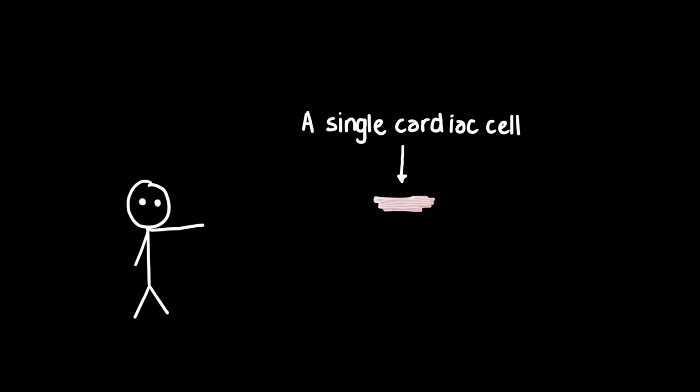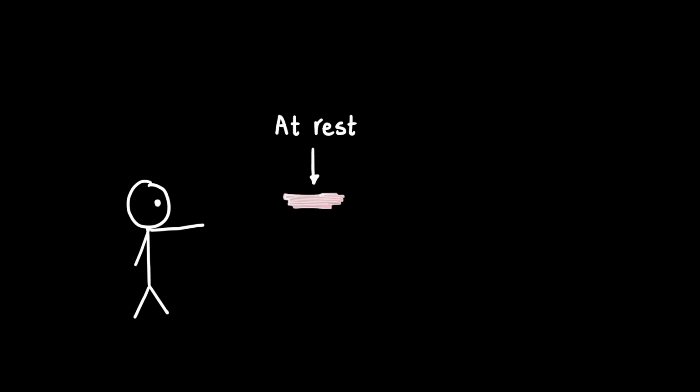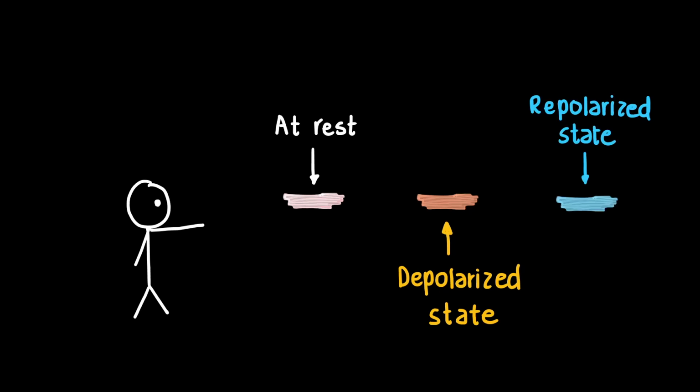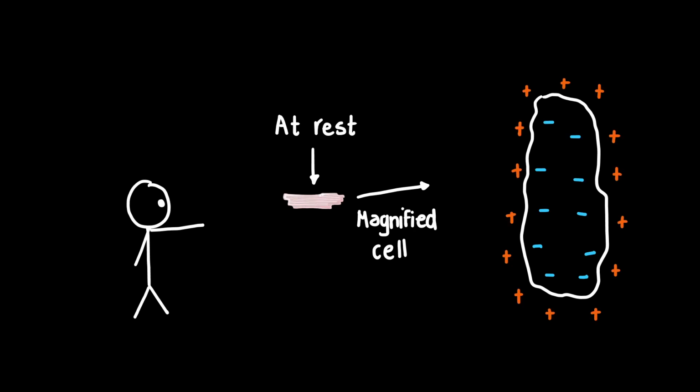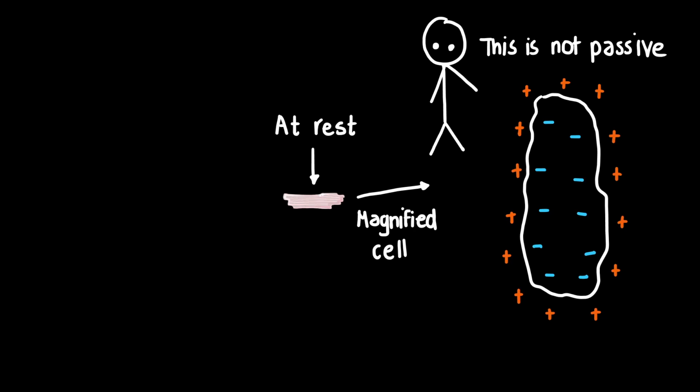To answer this question, we need to look at the level of a single cardiac cell. A cardiac cell can be in one of three states. It could be at rest, or in a depolarized state, or a repolarized state. At rest, every cardiac cell is maintaining a difference in electrical charge across its membrane. The inside is relatively negative, and the outside is relatively positive. And this is not a passive process. It costs energy to maintain.